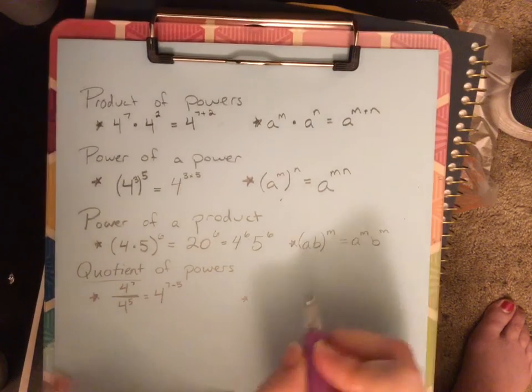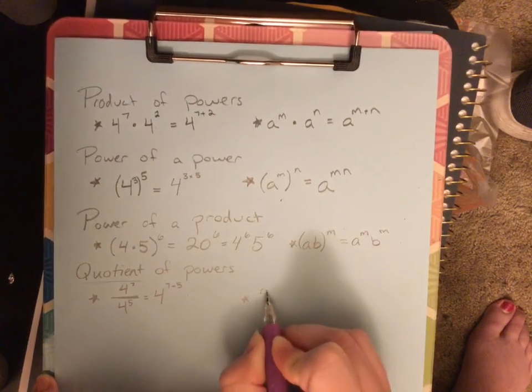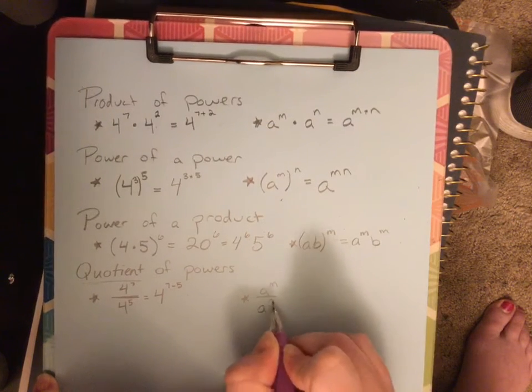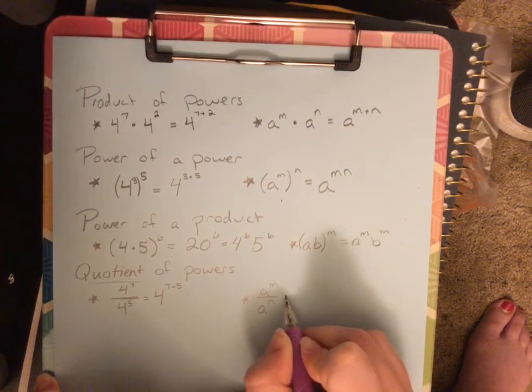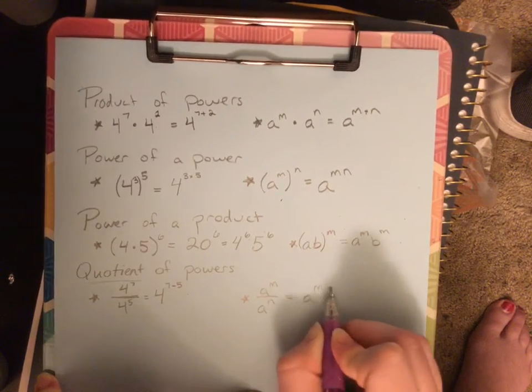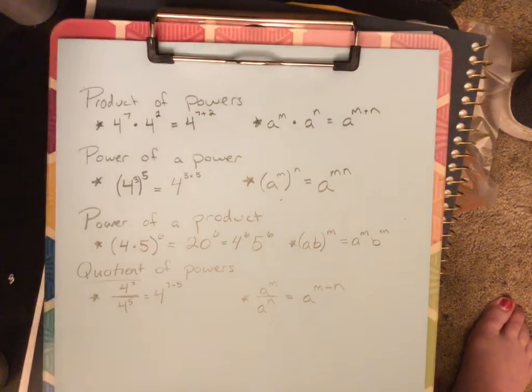All right, now let's write it with letters. a to the power of m over a to the power of n is equal to a to the power of m minus n.